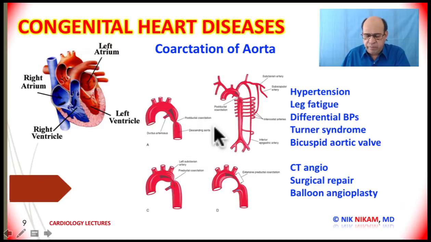These patients can present with hypertension, leg fatigue, and differential blood pressures, which as we talked about. Again, coarctation is associated with Turner's syndrome, and patients with coarctation may also have bicuspid aortic valves. CT angiography is the best way to confirm the diagnosis of a coarctation of the aorta, and it generally requires a surgical repair. It can also be treated with a balloon angioplasty.